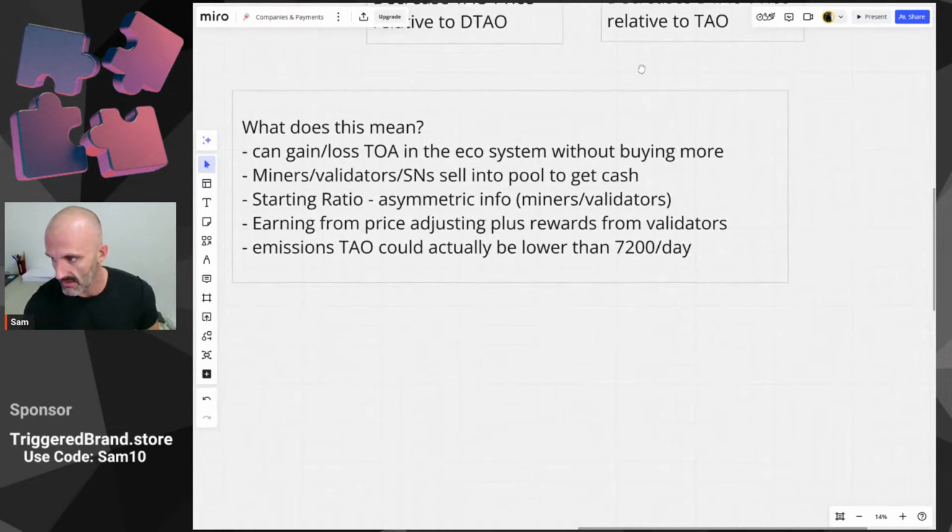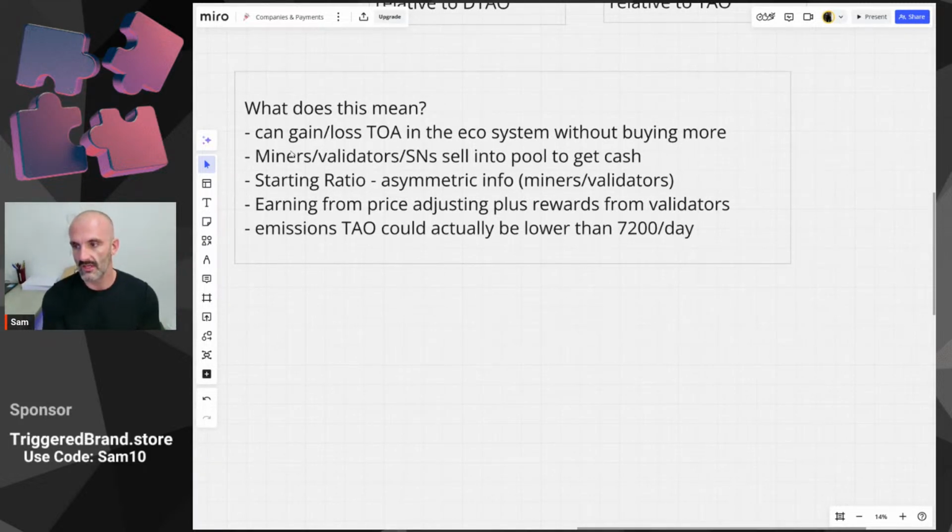These are some of the things that I wrote down here. What does it mean? You can gain or lose TAO in the ecosystem without buying more. Like right now, you just stake it at a validator and you earn rewards, right? So you can earn more TAO that way. With this, you're going to have two different ways, right? You could stake it at a subnet, and then your DTAO, you don't actually receive it, it goes to the validator of your choice. So now the quantity of DTAO that you set at that specific validator could increase or decrease because of the emissions in the system, so you're earning from the validator.